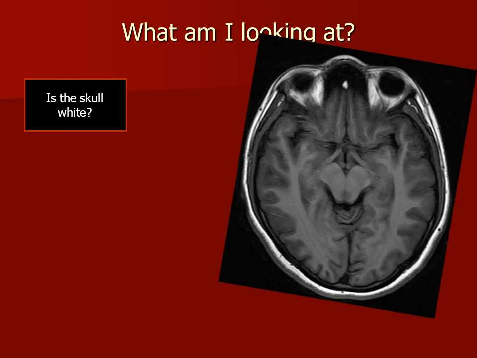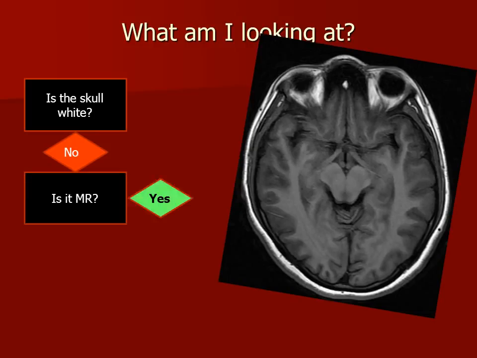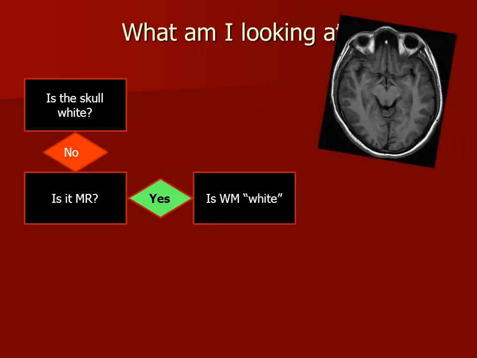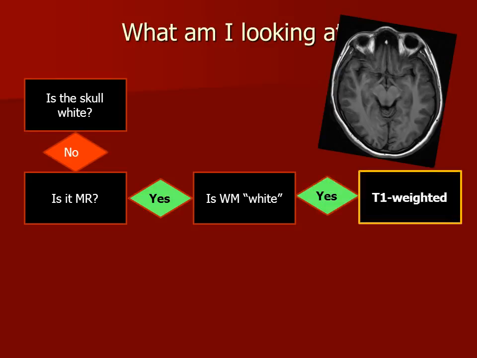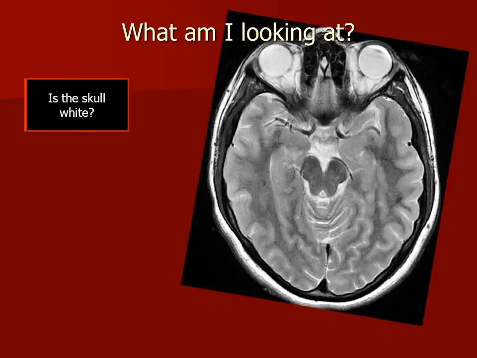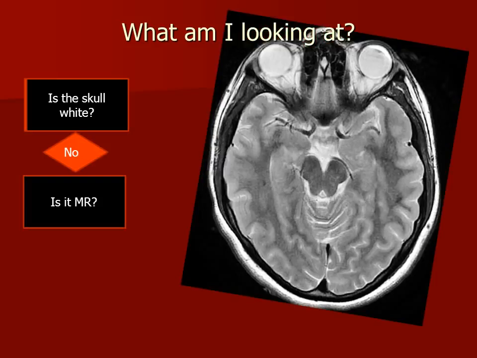But if you look at this image here, we want to be able to sort through very carefully to figure out what it is. The skull is not white. The white ring around the outside is actually scalp fat. This is an MR. And if we look carefully, we can see that the white matter is actually a lighter shade of gray than the gray matter. So this is a T1 weighted MR scan. We can also look at the CSF and the water in the eyeballs and see that they are very, very dark.